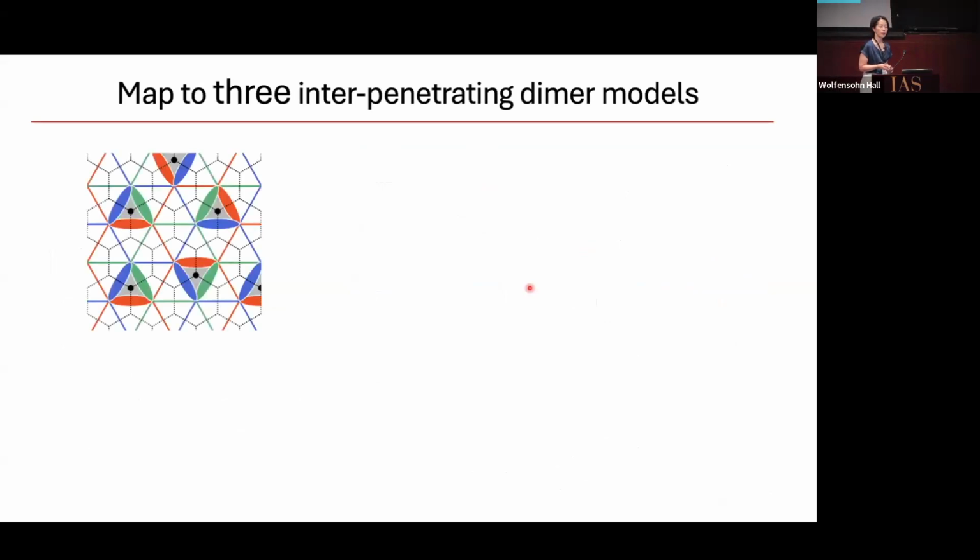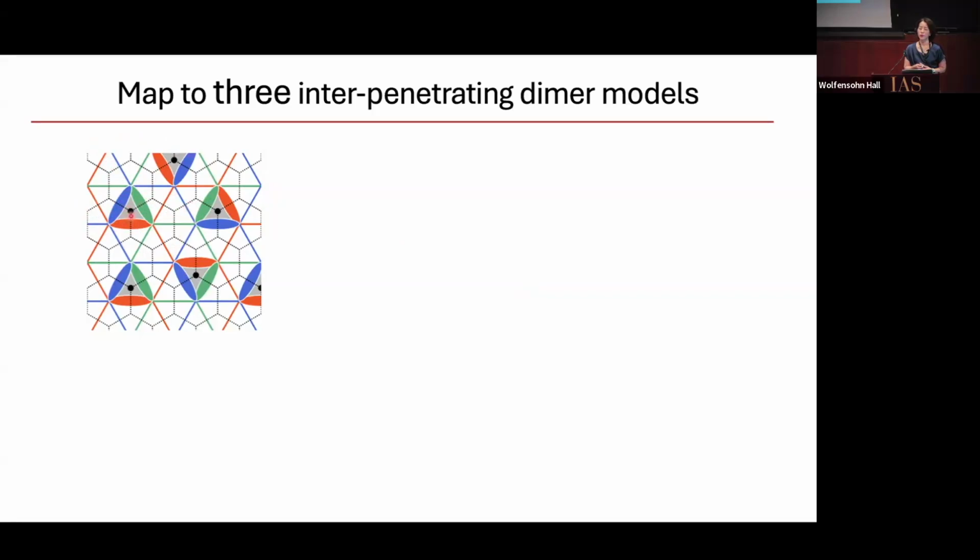So here is the mapping. Gray triangles are our trimers. And we are going to think about this trimer having to do with dimer configurations, dimer covering of 1 hexagonal lattice, that's the blue lattice here, and another hexagonal lattice, that's the green lattice, and a 3rd hexagonal lattice, that's the red lattice. So I'm thinking about 3 interpenetrating hexagonal lattices.